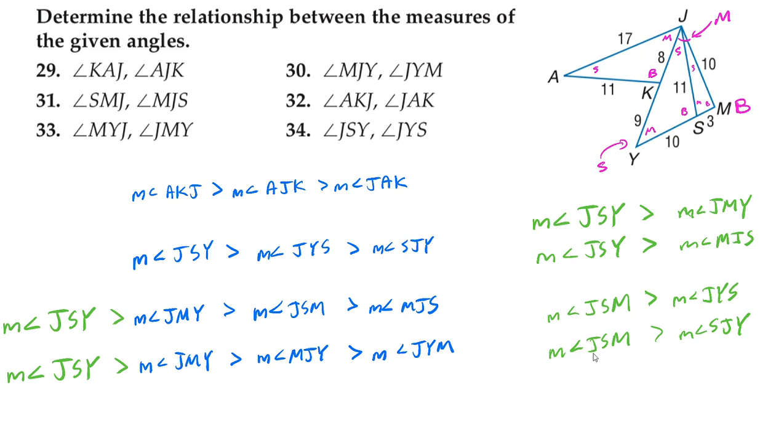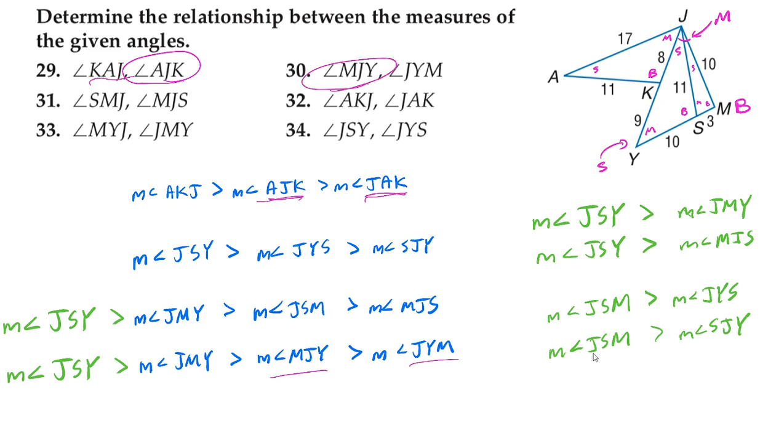So what's the relationship? We didn't have any equals that we saw. So KAJ, that's this one right here, and AJK, oh, AJK was bigger. All right, so MJY. MJY came up a lot. MJY came up here. Is that going to answer JYM? Oh, it's bigger than JYM right next to it. So MJY was bigger.